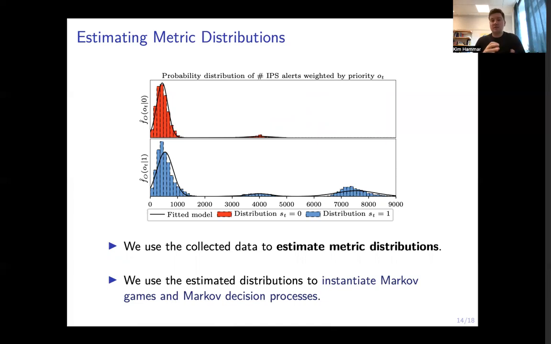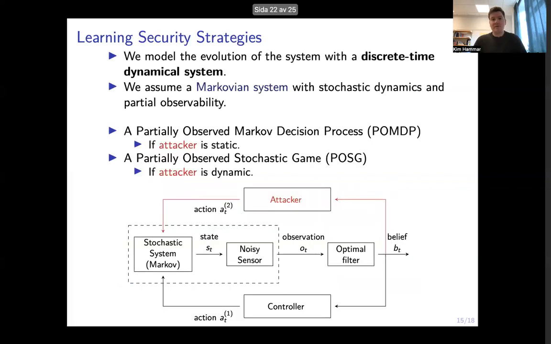Once we have estimated all of these distributions and parameters, we can use them to formulate an optimization problem of finding the optimal defender strategies. In our case, the system model that we use for doing this is a discrete time dynamical Markovian system. We have looked at essentially two variants of this system. In some parts of our work, we assume that the attacker follows a static strategy, and this corresponds to a partially observed Markov decision process. In other parts of our work, we assume that the attacker may be strategic and dynamic, and then we rather have a game. But in both cases, the operation is very similar.